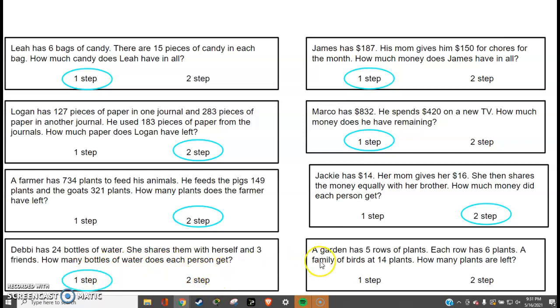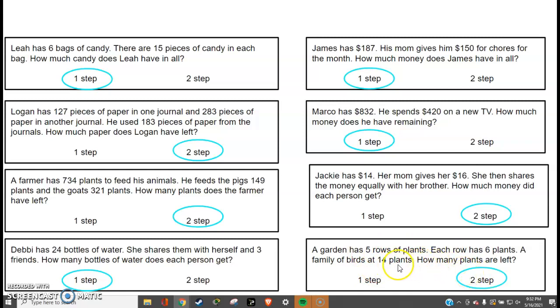The final question says, a garden has 5 rows of plants. Each row has 6 plants. A family of birds ate 14 plants. How many plants are left? So if they're going to eat 14 plants, that means that we have to first figure out the plants and then they eat some. So it's actually a two-step problem.